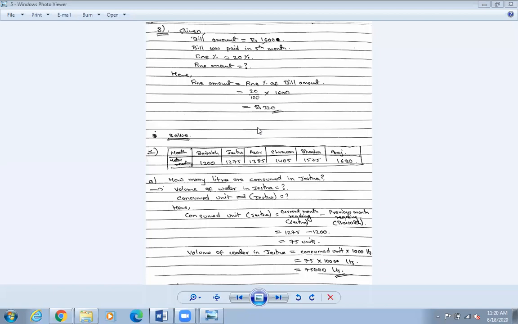Okay. So same formula you need to use. So fine amount equals fine percentage of bill amount. If there is discount, amount equals discount percentage of bill amount. You just need to write down discount in place of fine. Okay, that will be the formula. So let us go to question number 1. Solve 1. We have just 5 minutes left now. So number 1, solve number 1.